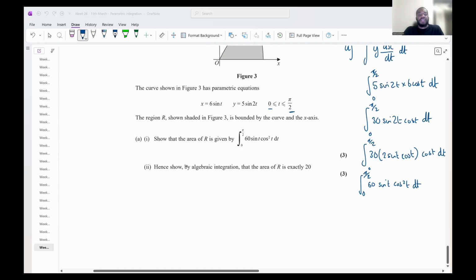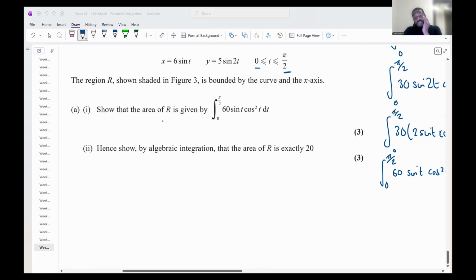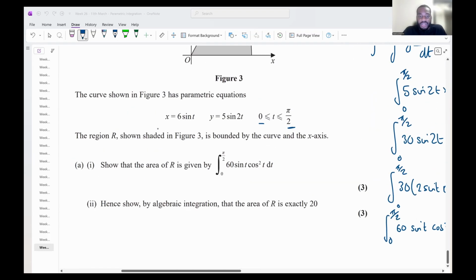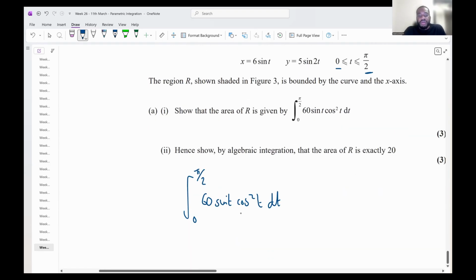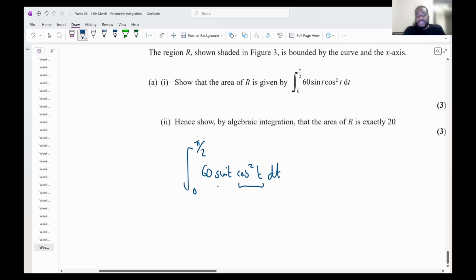Now part B says, hence show by algebraic integration that the area of R is exactly 20. So how do I do that? Just integrating now. As we can see, let me write this again. It's of the exact same format as before. So cos squared t dt. Can you see we've got a function here, cos t, and it's got a certain power. The thing multiplying it, the sine t, is the derivative of that cos, provided you adjust the constant, right? Cos differentiates to negative sine. So I know that I can use that.